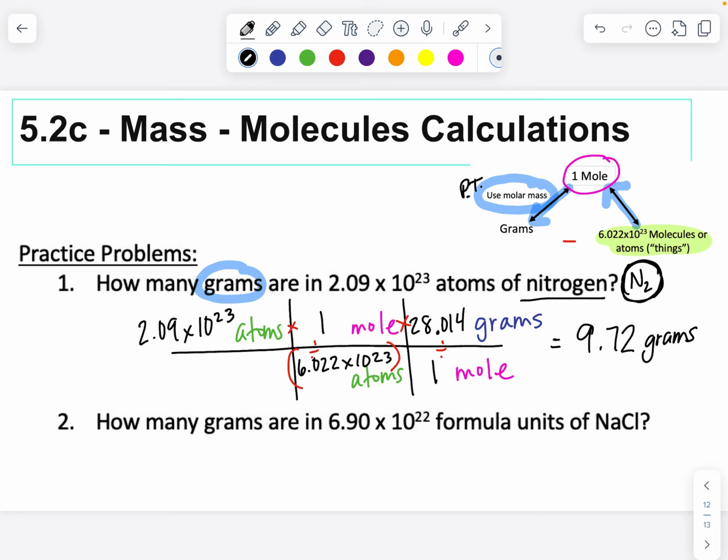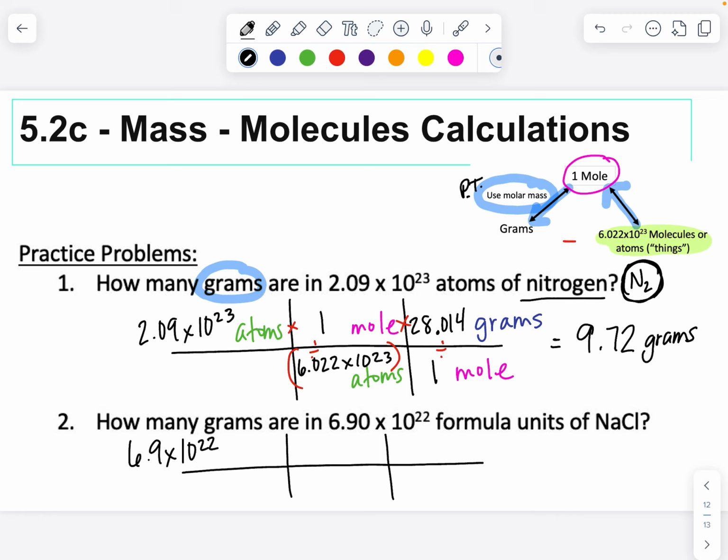We're going to move on and do these fairly quickly. However, you can always pause and rewind if you need to rewatch any of these steps. I'm going to set up my train tracks, and I'm going to start with the first number given to me in the problem, which is 6.9 times 10 to the 22nd.